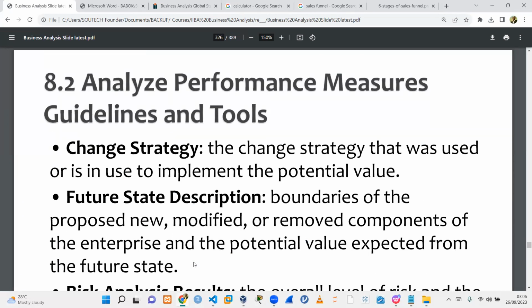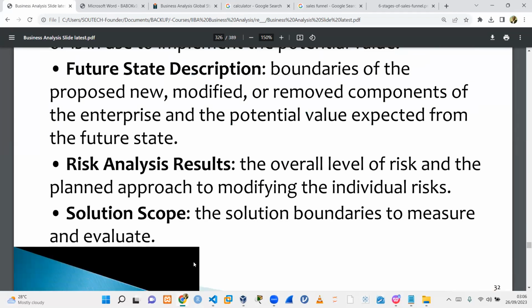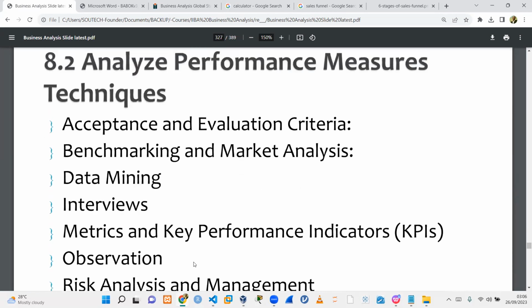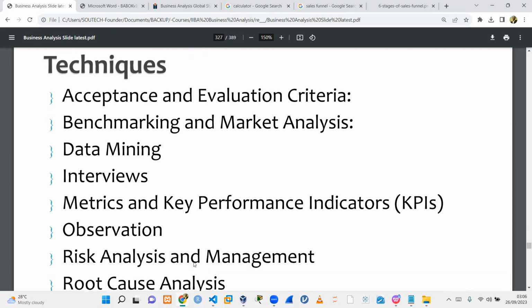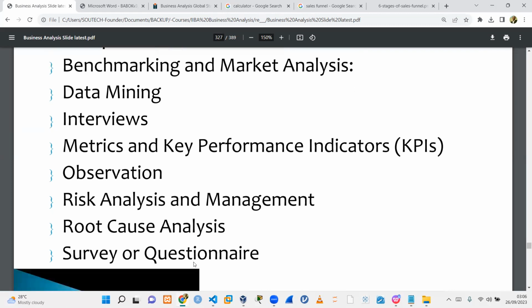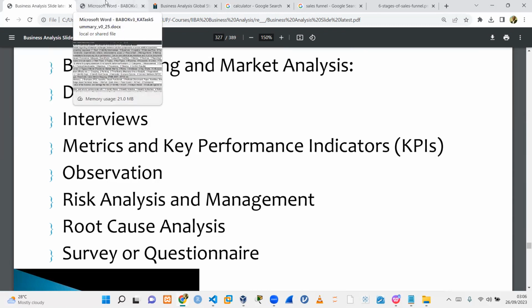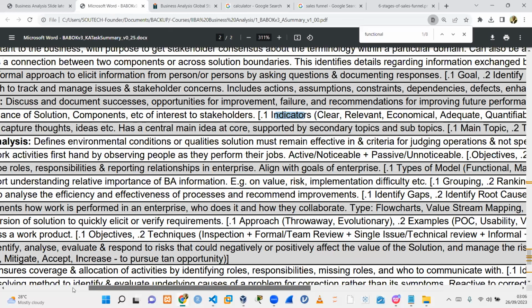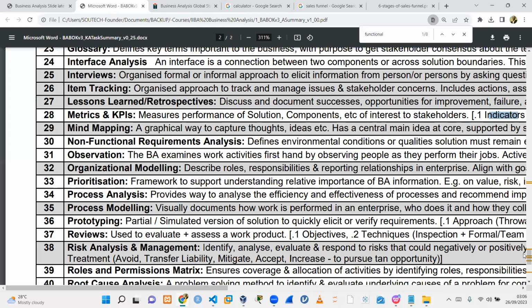Some guidelines and tools are a change strategy document, your future state description, your risk analysis results, then your solution scope. Some techniques you're going to be using to do this are benchmarking and market analysis, because that can give an idea about what is obtainable. Then, of course, observation, root cause analysis. Let's look at root cause analysis as one of these techniques.